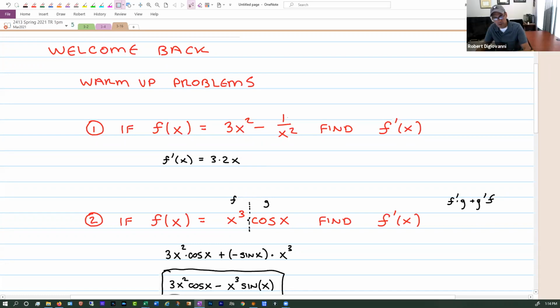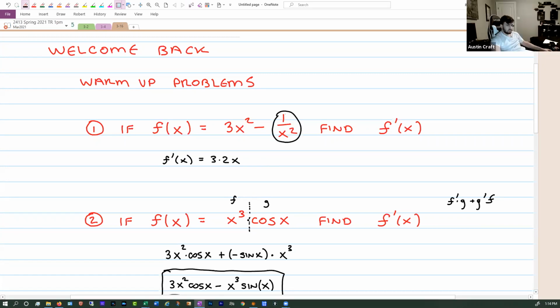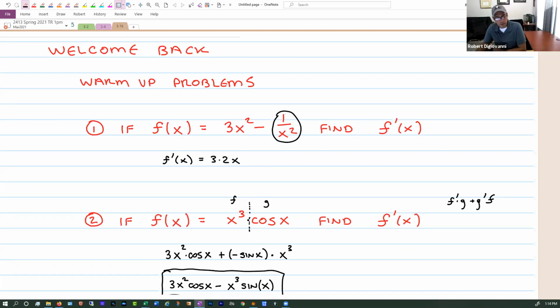And then how did you deal with this? Because it was a fraction. How did you deal with that? I just took the x squared and did the derivative of that on the bottom. Okay. What did you do with the one on top? Nothing. Yeah. Okay, so good.